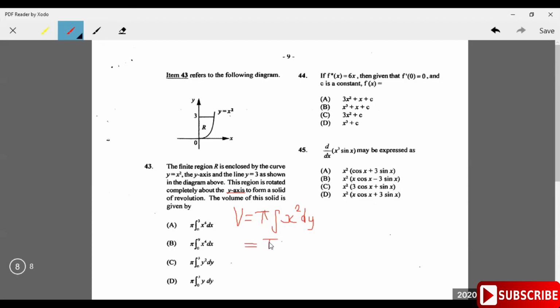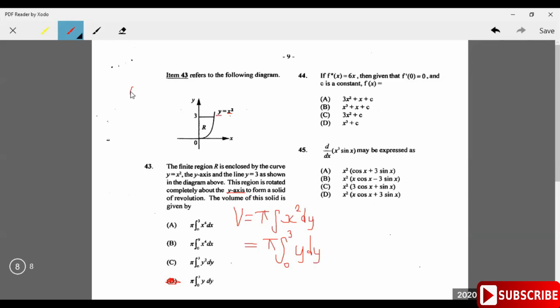And so the volume is pi times the integral, and we're integrating around the y-axis, so it's from 0 to 3, from 0 to 3 of x squared. Now x squared is equal to y, and so we'll put y dy, and that's the volume around the y-axis. That's going to be D. A lot of persons sometimes put A, and the reason for that is volume around x-axis.